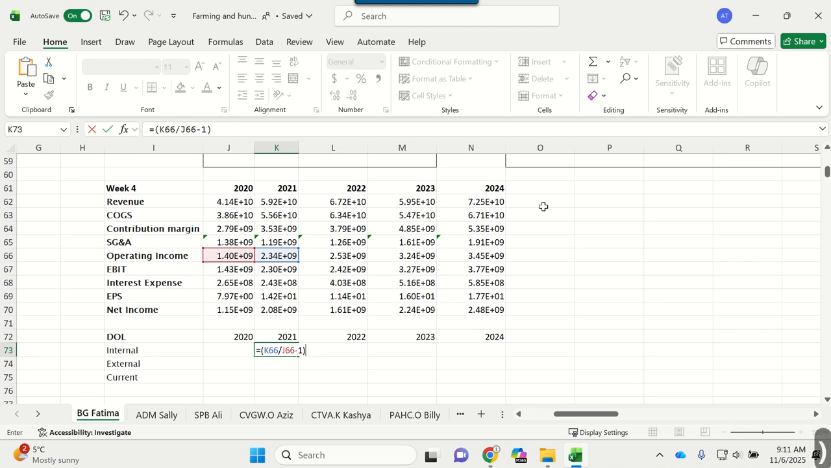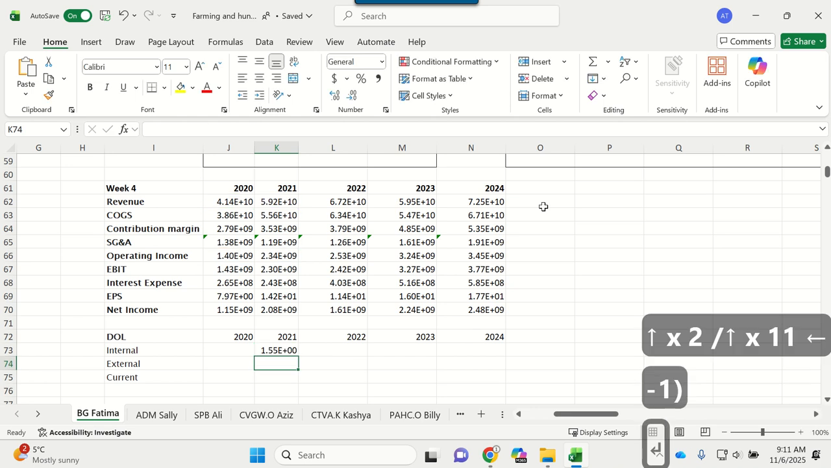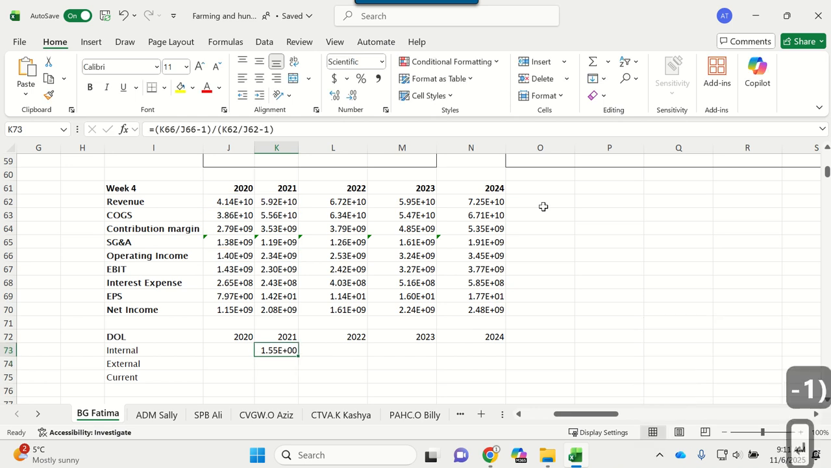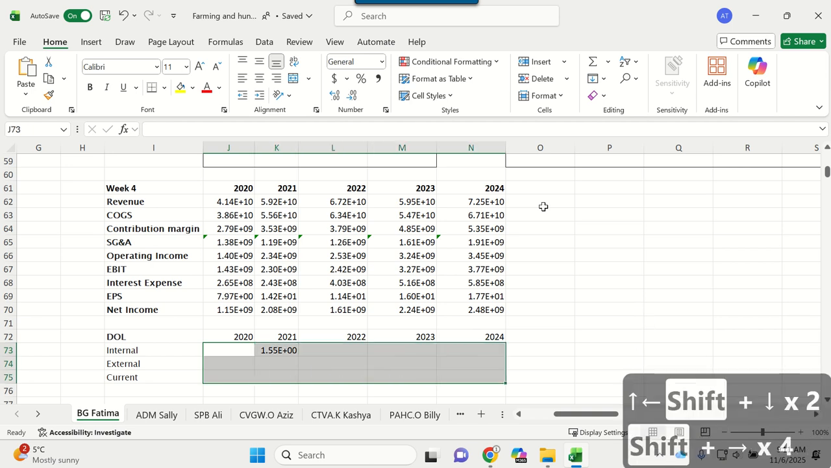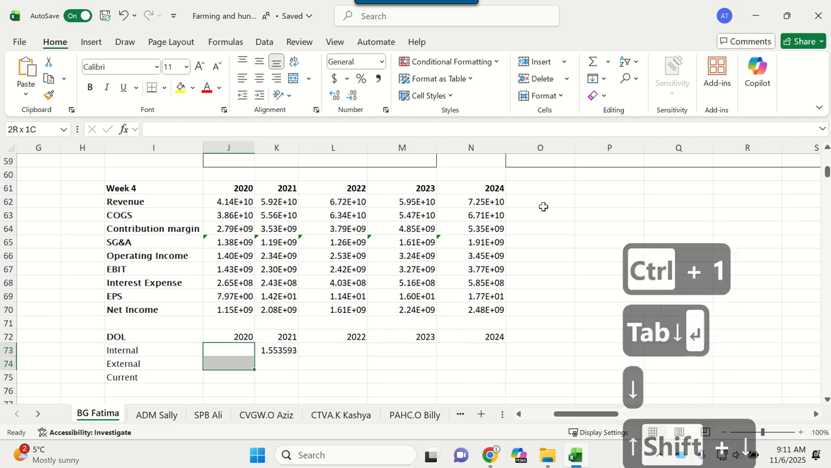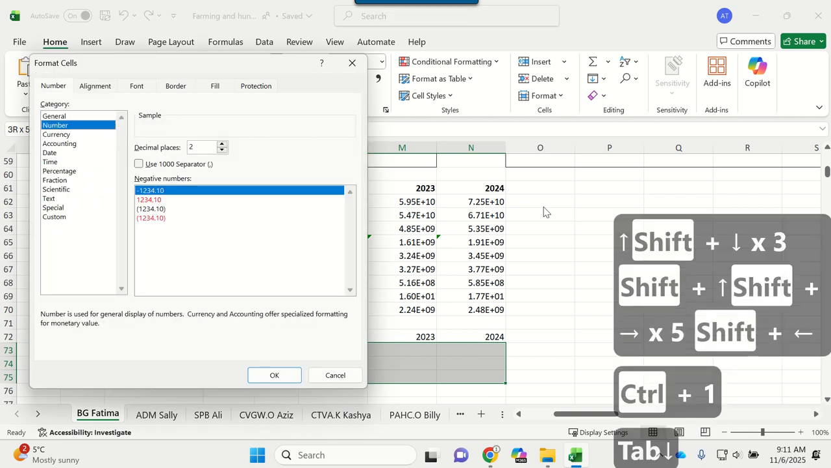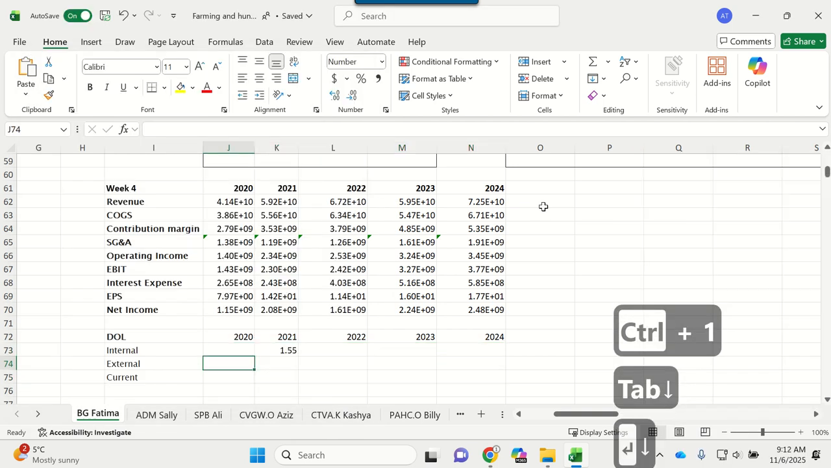So close brackets, and then that's the numerator, and I'm now divided by, and I'm going to open bracket again for the denominator, the change in revenue. So it's this year's revenue divided by last year's revenue -1. Close brackets and enter. And it still did a scientific notation. I don't know why. Let's try that again. Control-1, tab, general, enter. Okay. Maybe I want these at 2 decimal places. Control-1, number, 2 decimal places. Yeah, that looks better. Okay.